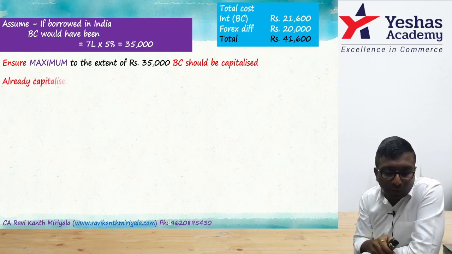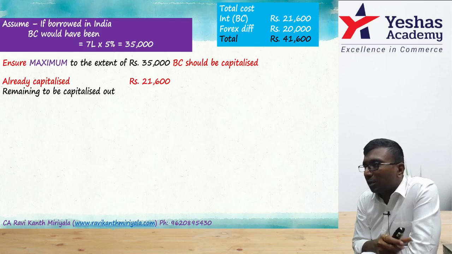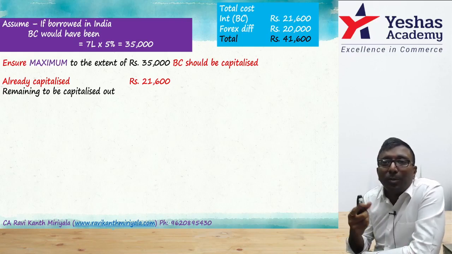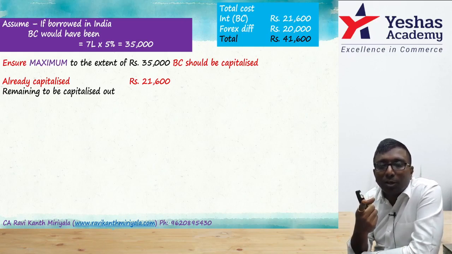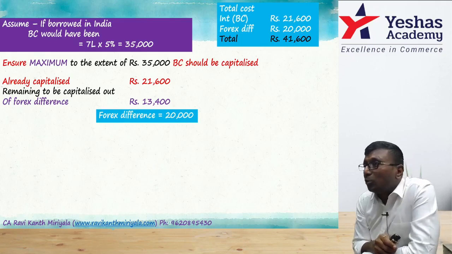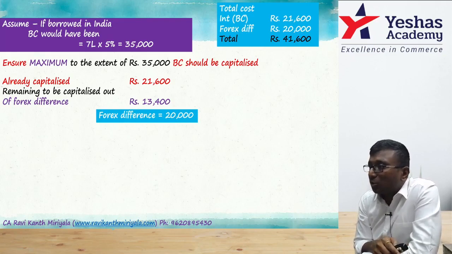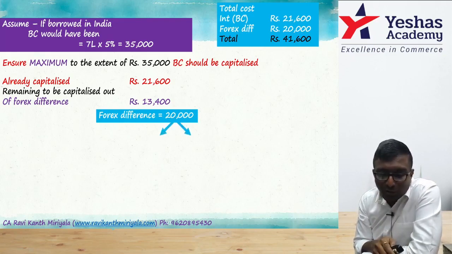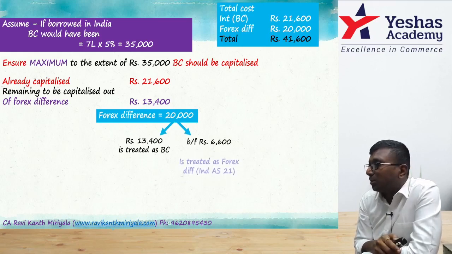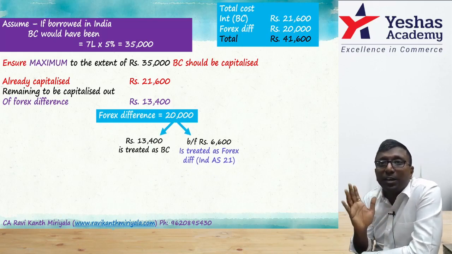So what total amount do you want to capitalize? Correct, na? Right. 21,600 is already capitalized. We already decided that, it is not a question at all. So the balance of 35,000 you want to capitalize, na? 35,000 minus 21,600. Correct, na? That is, 13,400 should be capitalized. How much is your foreign exchange loss actually? 20,000. Yes, out of 20,000, 13,400 is getting capitalized as borrowing cost. The balancing figure is how much? 6,600. That will be treated as foreign exchange difference as per Ind AS 21.